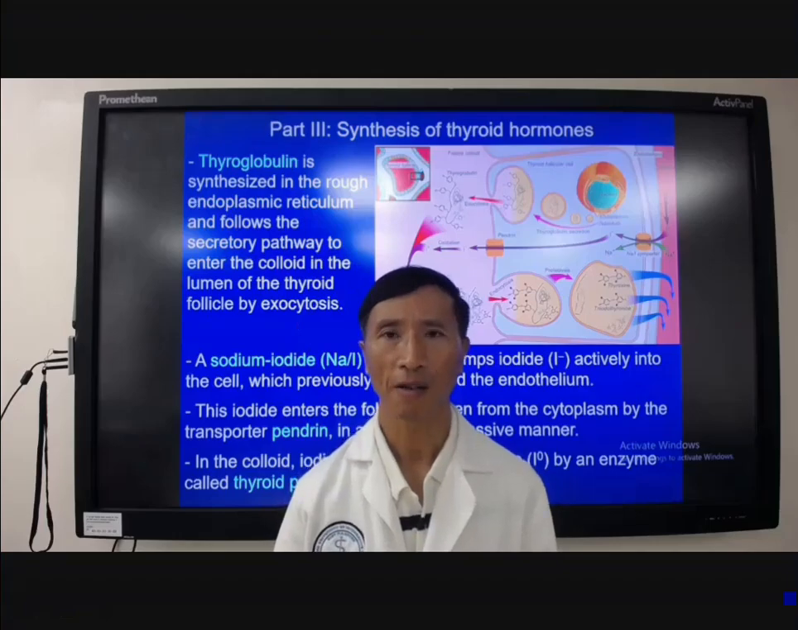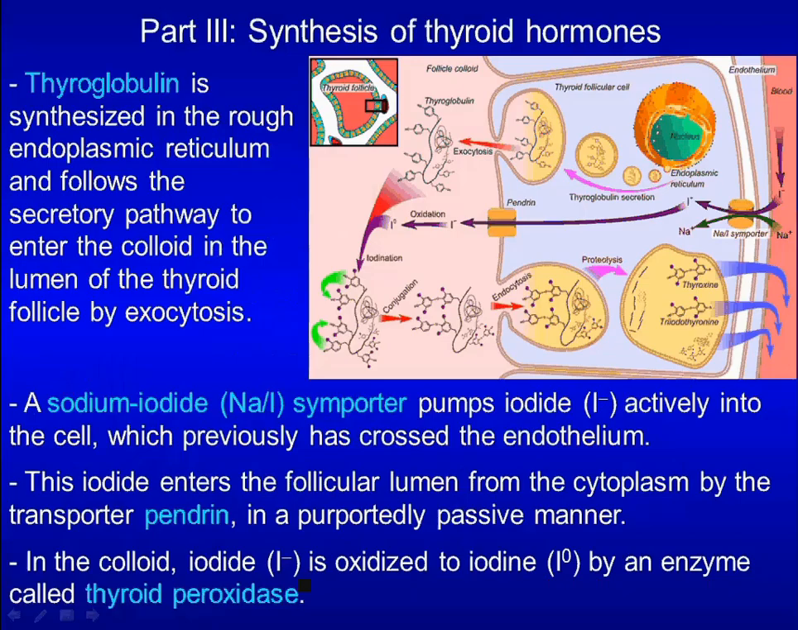Now, let's move to part 3. We will look at synthesis of thyroid hormones. This is a follicle cell, and this is the lumen. Thyroglobulin is synthesized in the rough ER and secreted to the lumen by exocytosis. A sodium iodide symporter pumps iodide actively into the cell. The iodide enters the lumen from the cytoplasm by the transporter pendrin.